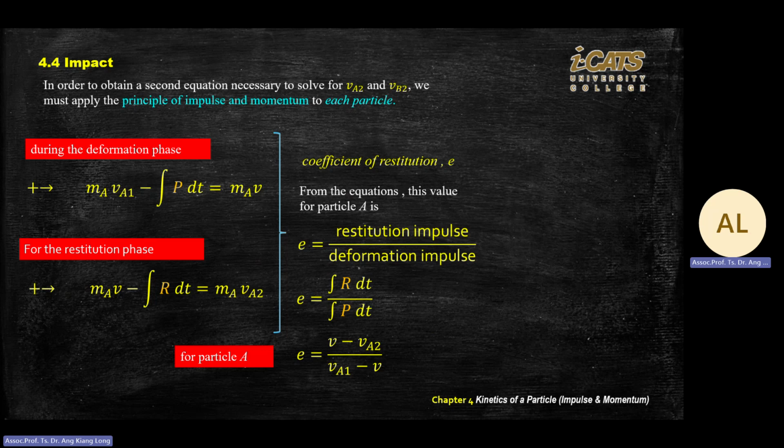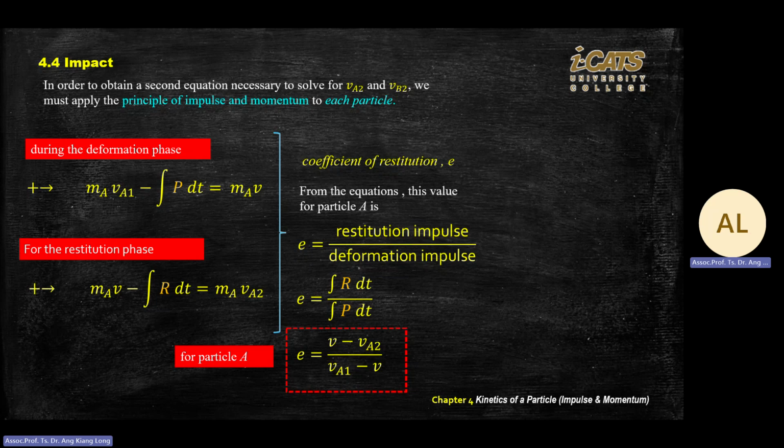And this equation is important. E equal to V minus VA2 divided by V1 minus V. This one is for A. This one is for A only. This set is for A. B is another set. So don't memorize.